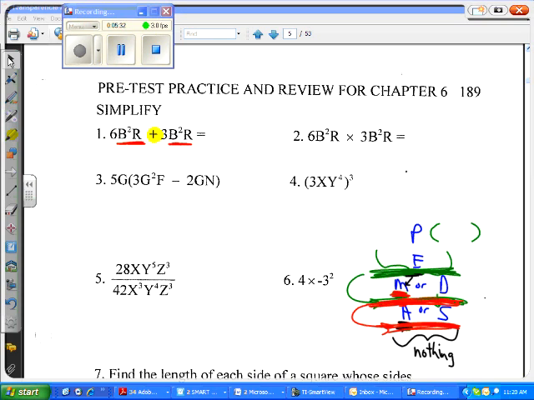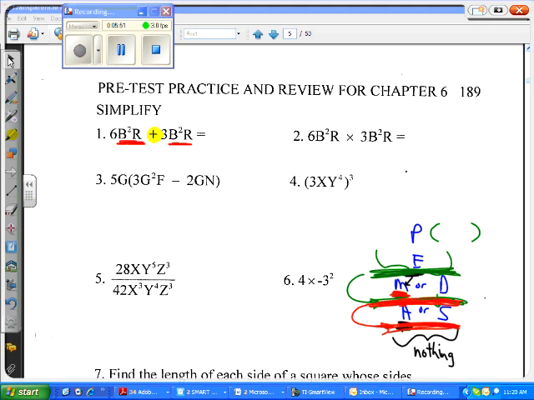On page 168, we said to be like terms, all of the variables and their exponents have to be identical. We have b's and r's, with the b being squared and the r being to the first. So the variables and their exponents are identical. So we say that those are like terms. So we're going to combine those.